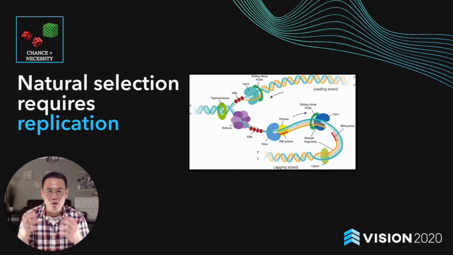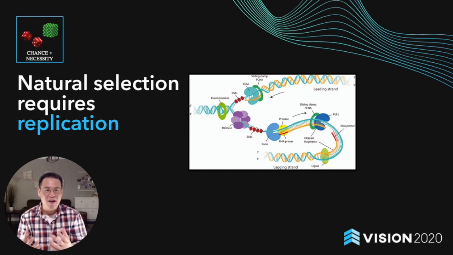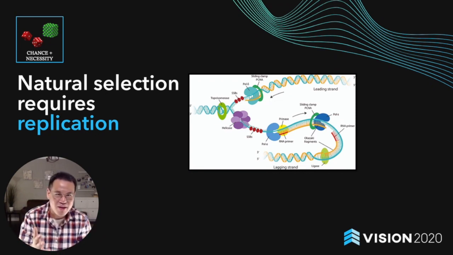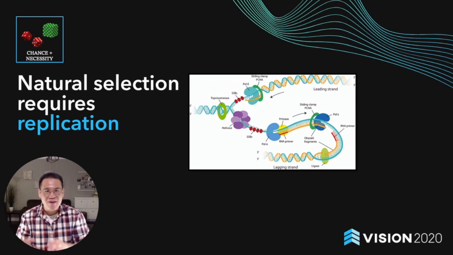And yet to explain the origin of this specified information in DNA, to explain how all this complexity arose, Oparin had to invoke a process that actually depends precisely on the very things it's trying to produce. Right? To produce replication, you need DNA.